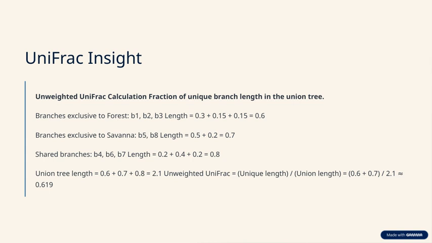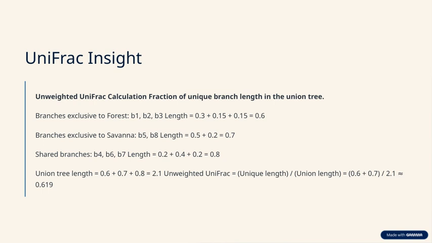All right, let's take a closer look at the UniFrac insight. What we're doing here is calculating the unweighted UniFrac, which essentially measures how different two communities are based on their phylogenetic trees. The key idea is to look at the fraction of unique branch lengths in the union of the trees. For the forest sample, the branches that are exclusive to it are B1, B2, and B3, with lengths of 0.3, 0.15, and 0.15, adding up to 0.6. For the savanna, the exclusive branches are B5 and B8, with lengths of 0.5 and 0.2, summing to 0.7.